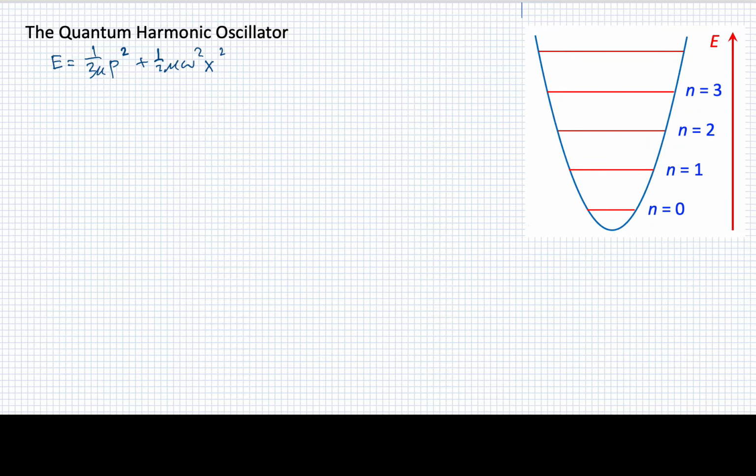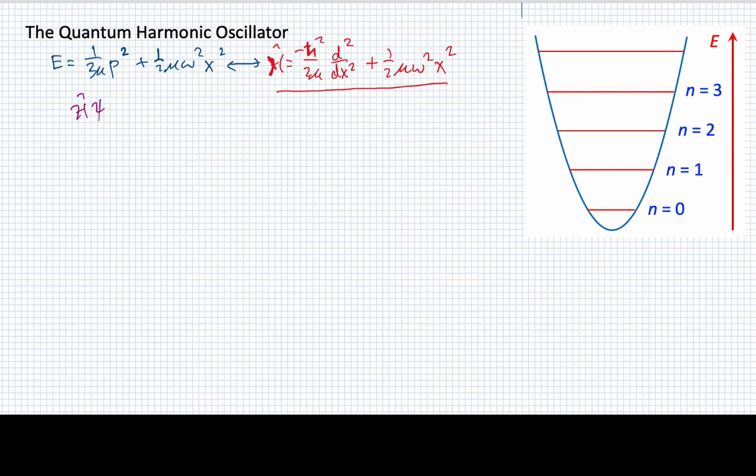So when we convert a classical energy expression to quantum mechanics, this involves writing down the Hamiltonian operator, and we can use this direct correspondence to write our momentum operator squared as minus h bar squared d squared dx squared. And our position operator is simply the position coordinate. So this would be our Hamiltonian for a simple harmonic oscillator, and the one that we would use in the Schrödinger equation.